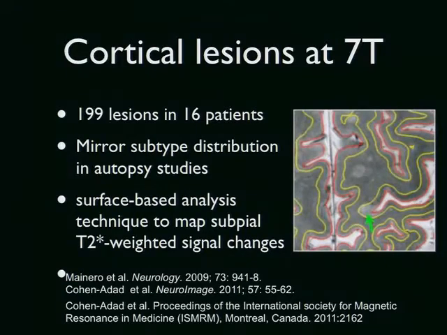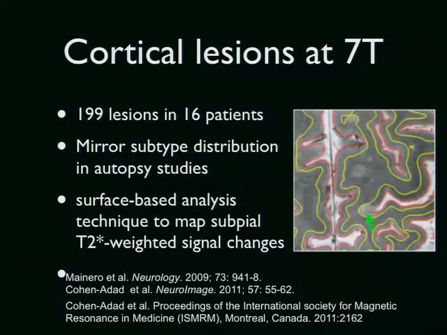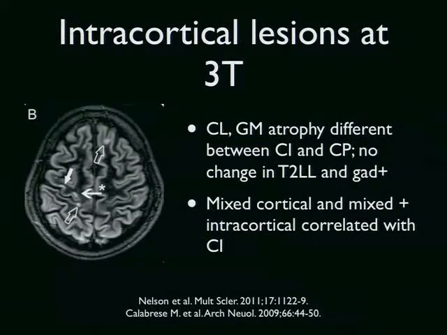And in work with Julian, they're developing more of a surface-based analysis of subpial T2 star weighted signal and have shown really for the first time that in vivo there is disseminated subpial change in MS patients.